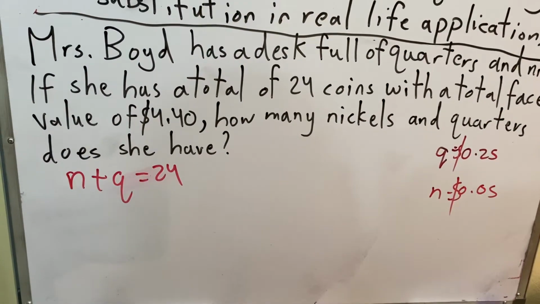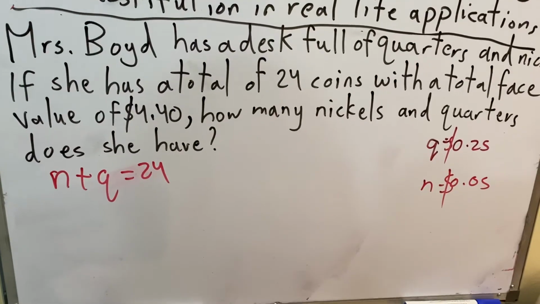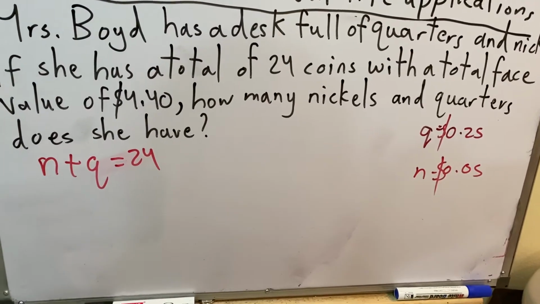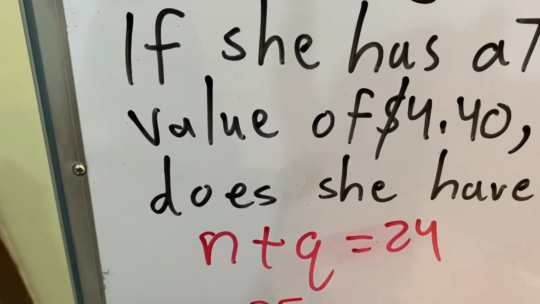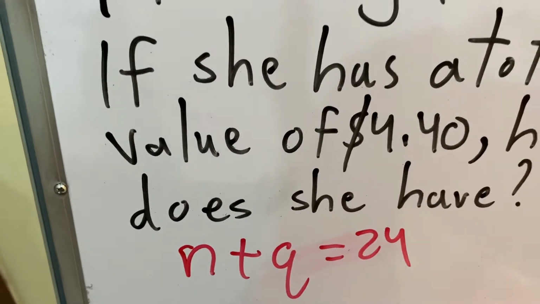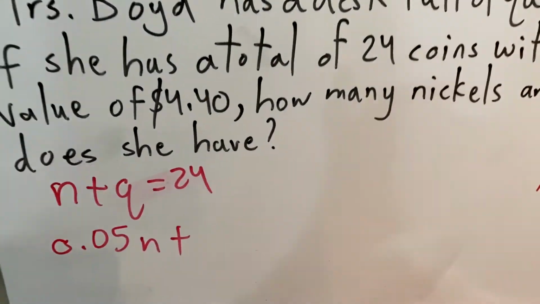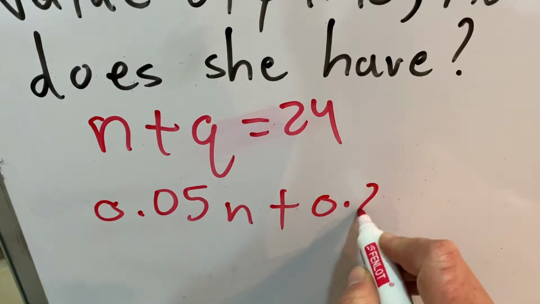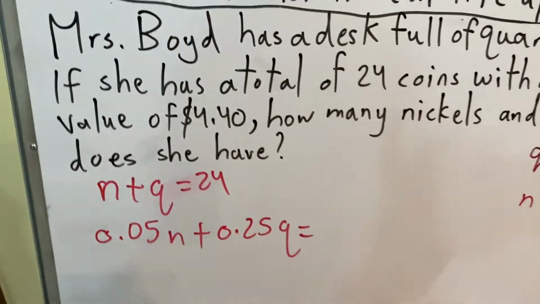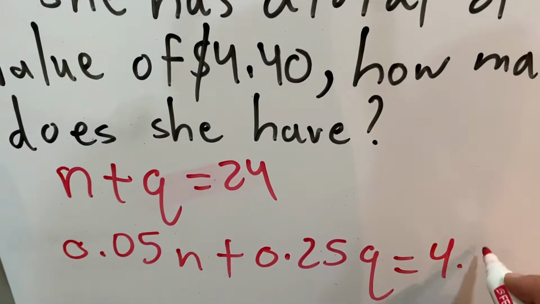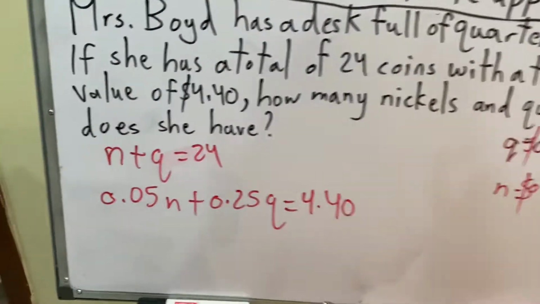Then I have now the amount of the money. We said before that the nickels are $0.05. So for nickels, I will write 0.05 N plus the quarters are $0.25, so I will say plus 0.25 Q equal to the total amount of the money, which is 4.40. Either 4.40 or 4.4, it's the same. Now I have these two equations.